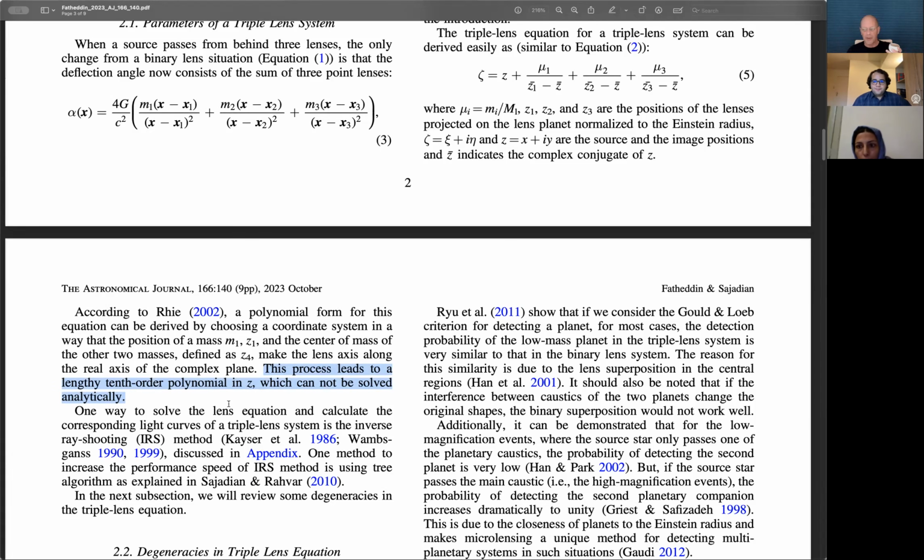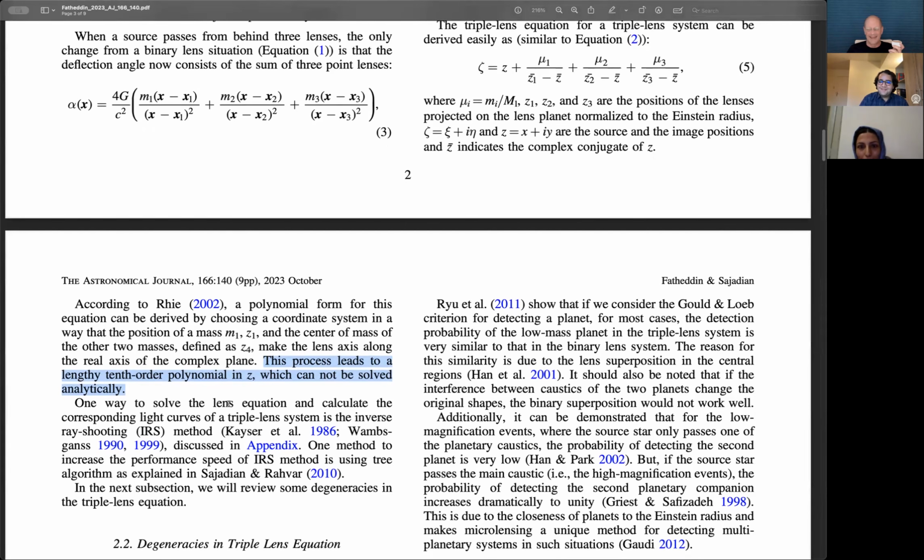10th order polynomial. Lovely. In Z. Thank you.